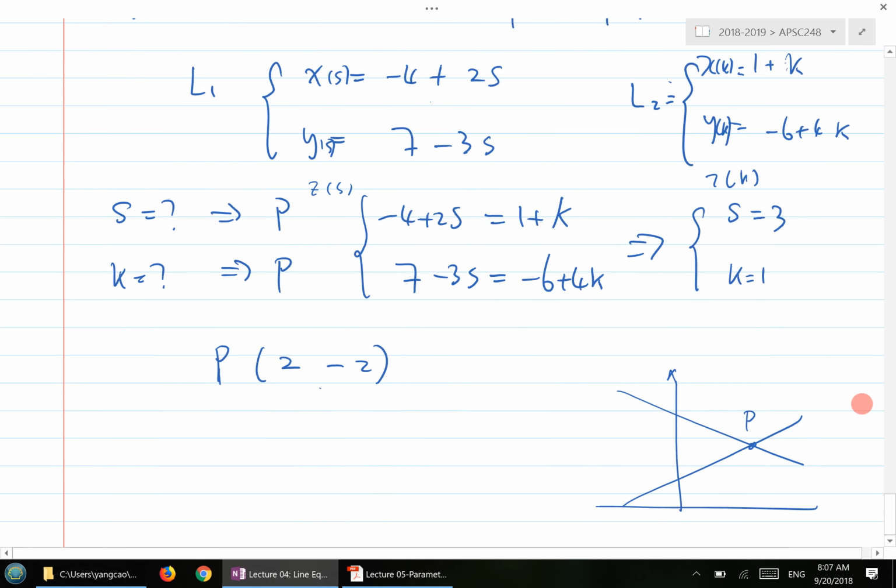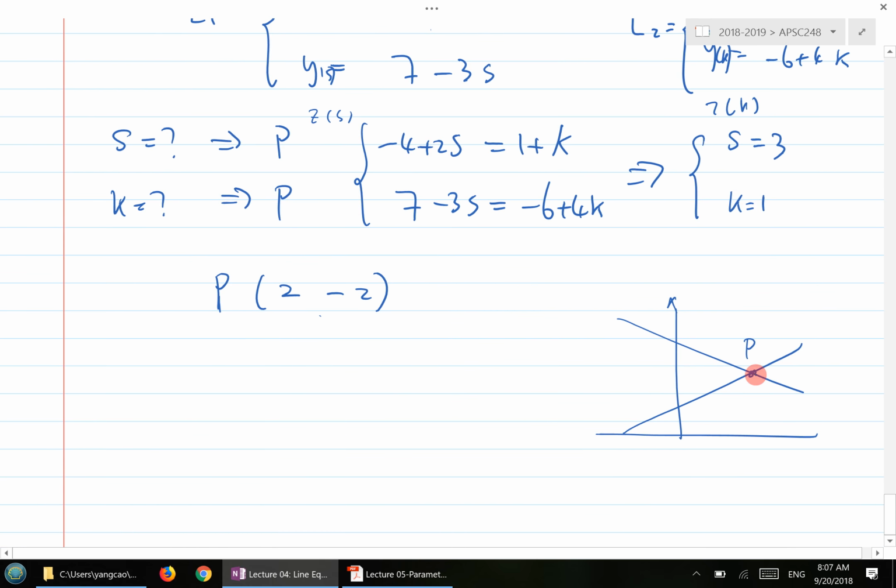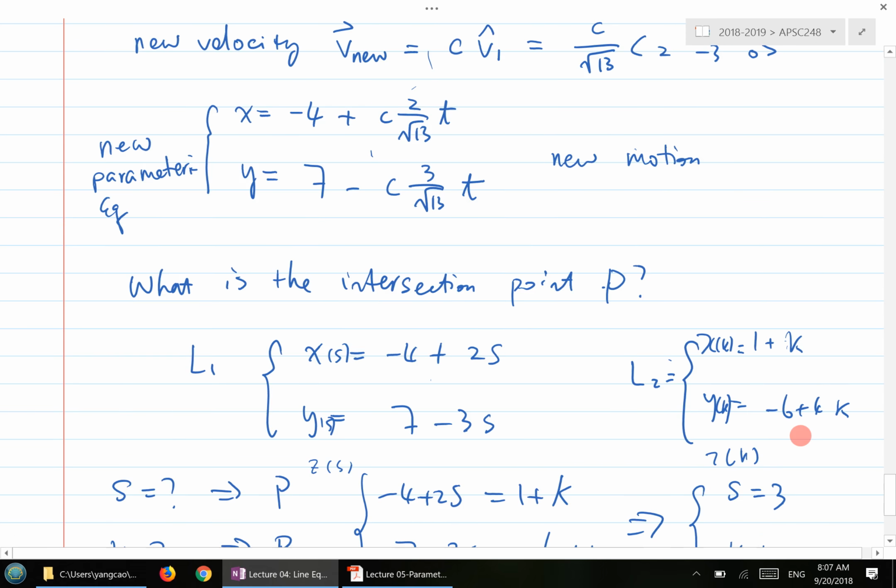Let's get back to this line that is here. As we said, catch basically means the cat and the mouse need to meet at this intersection point at the same time. That's basically what it means. This particular point is this, and then here is our new motion here.